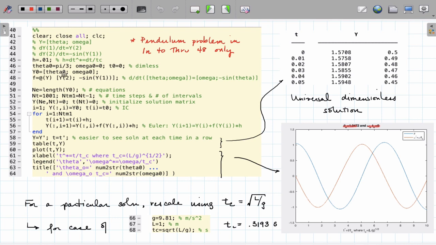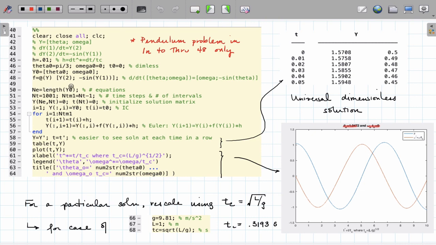After line 48, everything in this code is generic. Let me say it again. After line 48, everything after that, up until when we're plotting things, could be used to do any ODE. And so it's really perfect for writing its own function at this point. And we'll do that next time.